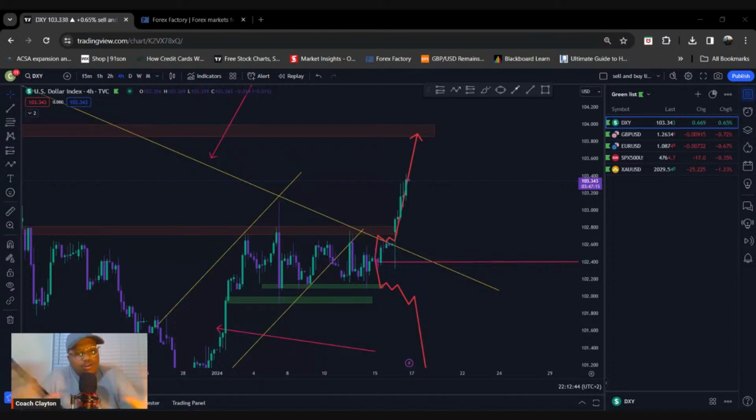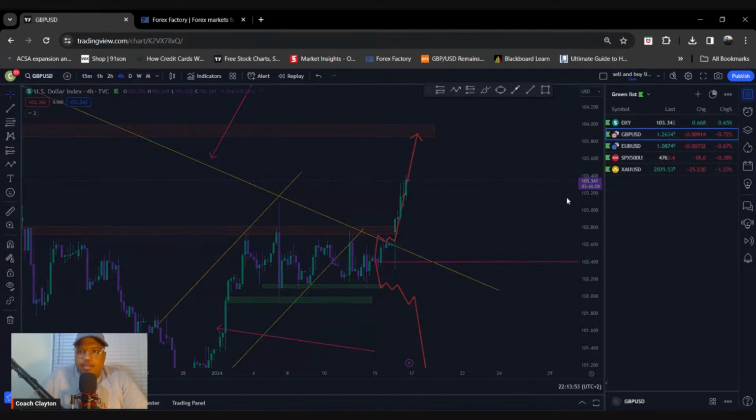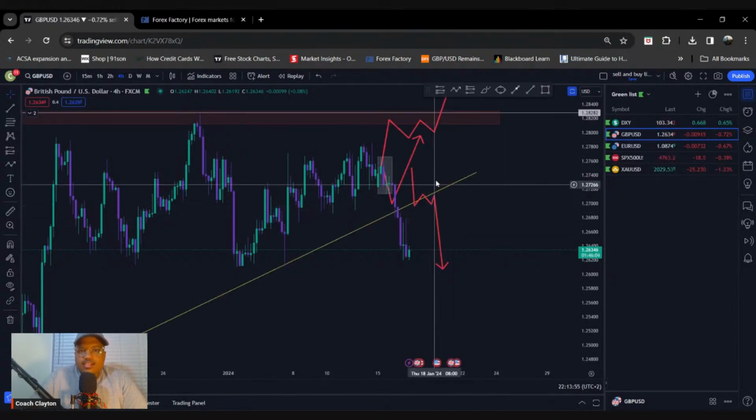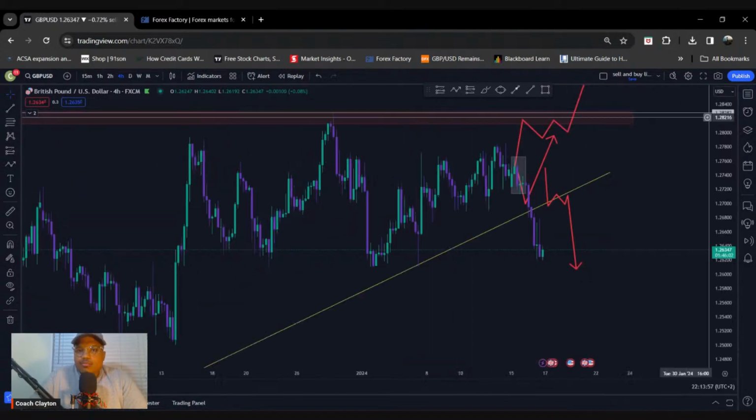So we all know what happened with the dollar, right? The Dixie, right? And we need to understand, like I always say, I will say it again, whether the dollar goes long or short, it has an effect on the market, right? And so we will go now to GBP USD, right?